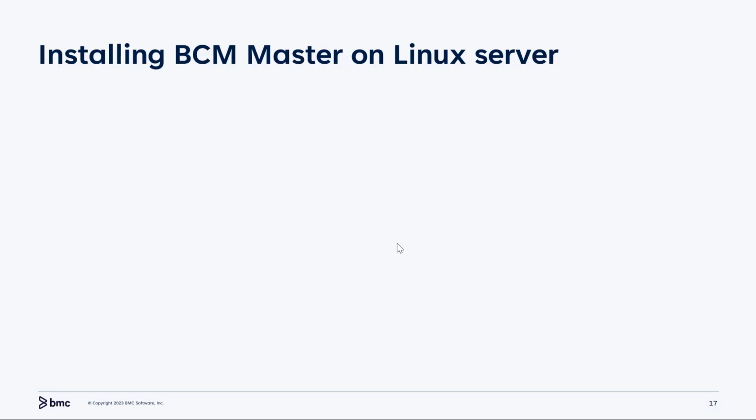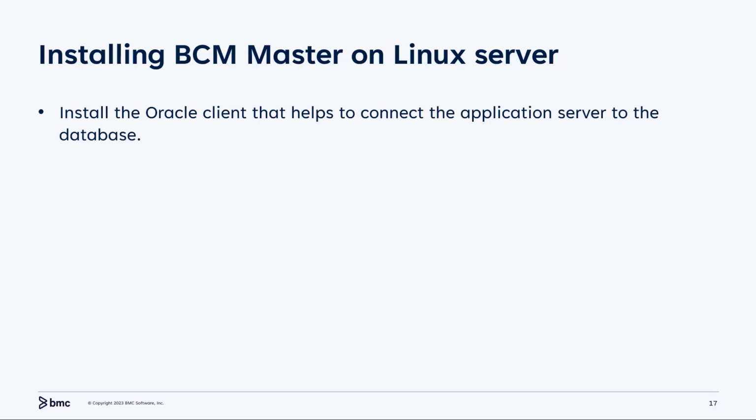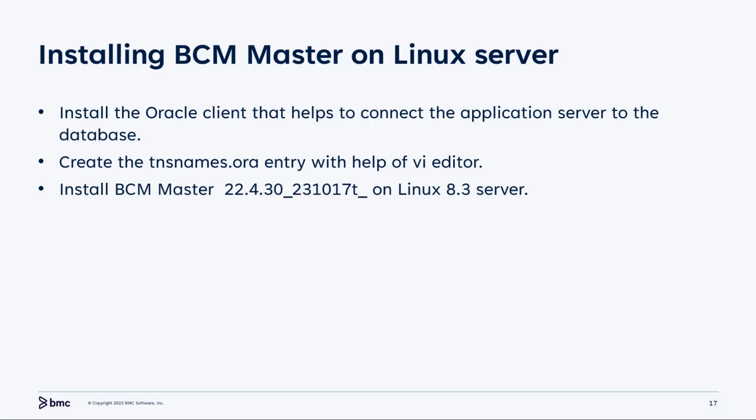Now that the installation of the Oracle database is complete, we will move forward with the installation of BCM master on the Linux server. The installation process will begin by installing the Oracle client, which facilitates the connection between the BCM application server and the database. We will then create the tnsnames.ora entry with the help of the VI editor under the root folder. The tnsnames.ora file gets created when the database is installed on the Windows server. And finally, we'll proceed by installing the BCM master server on the Linux environment.